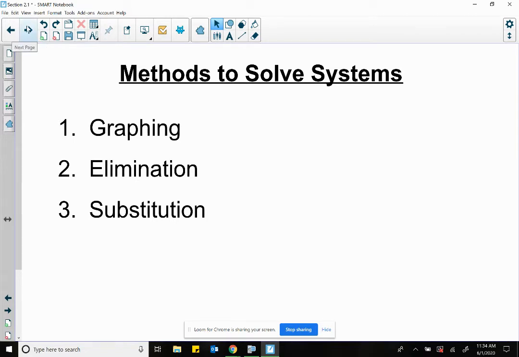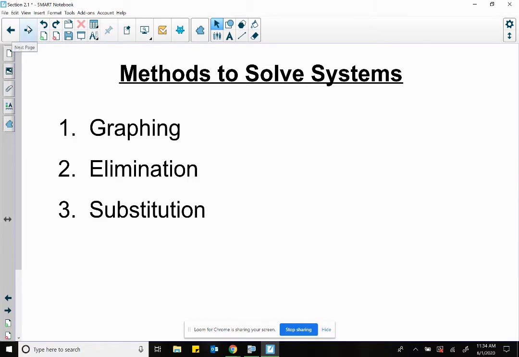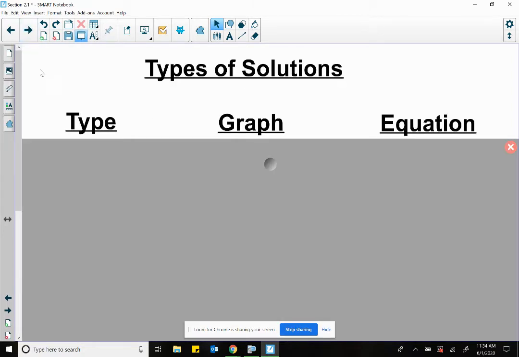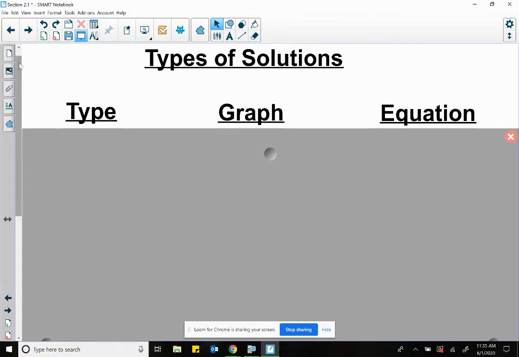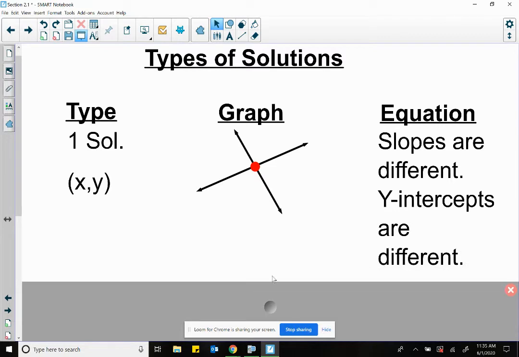Some other things. Let's talk about the types of solutions you will have. Using one of these three methods, it doesn't really matter which one you use. They all have their advantages and disadvantages, which we're going to talk about. We have three types of solutions. The first one is one solution. This is what we hope for. In a one solution, you end up with a point. All of our answers for 2.2, 2.3, and 2.4 are points.